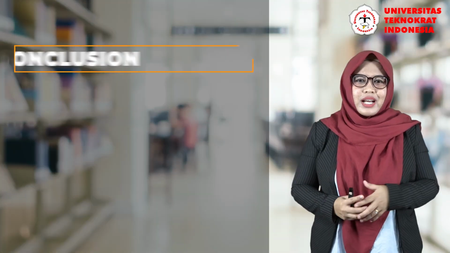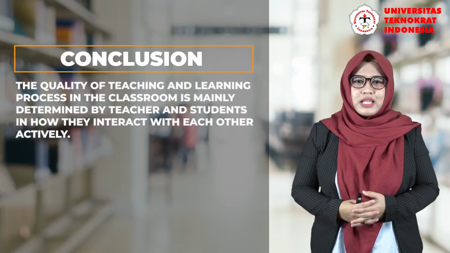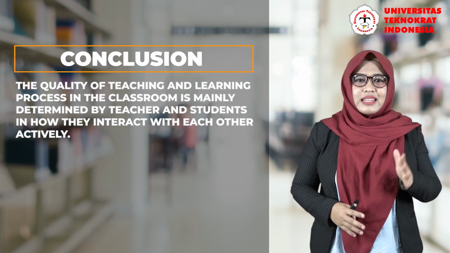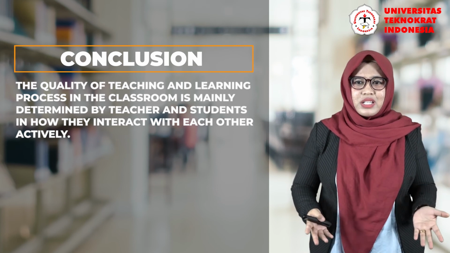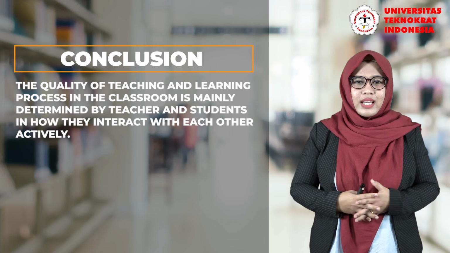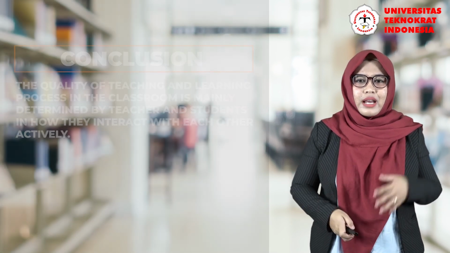So it is clear that the active roles of teachers and students in the class are very much needed to create good interactions in the classroom. They should actively engage in the communication events or interactions in the classroom. Therefore, the quality of the teaching and learning process in the classroom is mainly determined by how teachers and students interact with each other actively.